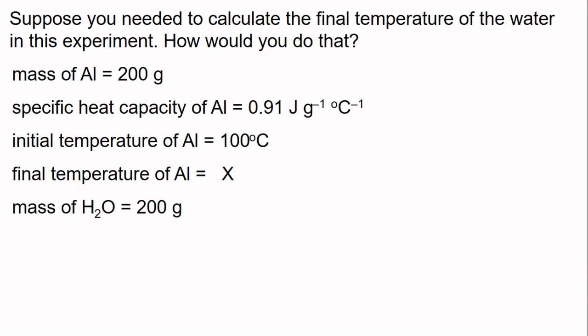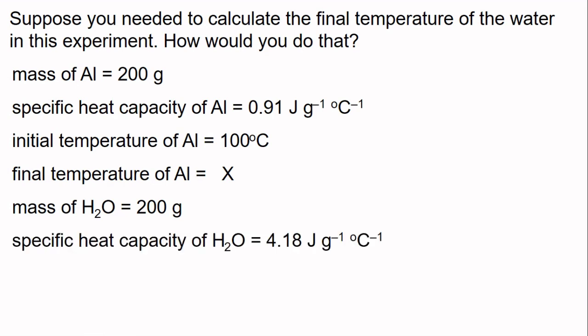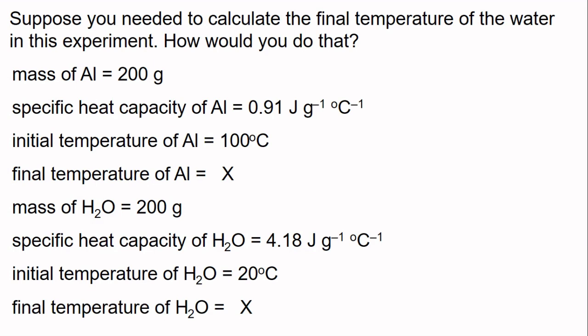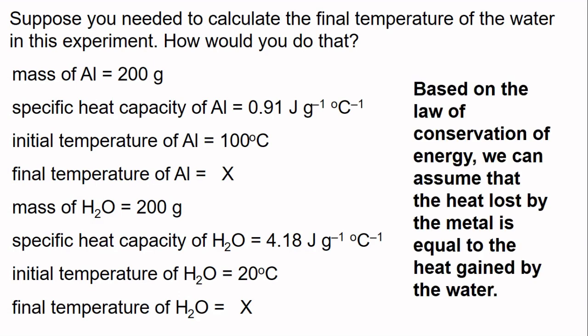The room temperature water happens to be 200 grams. Its specific heat capacity from earlier problems that we've seen in the packet is 4.18 joules per gram degree Celsius, and its initial temperature is 20 degrees Celsius, and its final temperature is, we don't know. But it's the exact same temperature as the hot metal that used to be in boiling water. In other words, they will reach thermal equilibrium. So the hot metal and the room temperature water will eventually reach the same final temperature X. And based on the law of conservation of energy, we can assume that the heat lost by the metal is equal to the heat gained by the water.